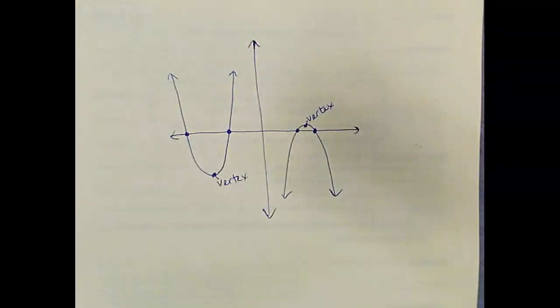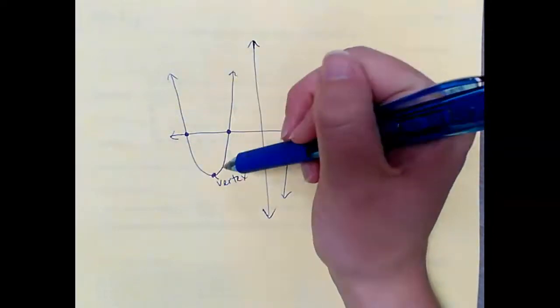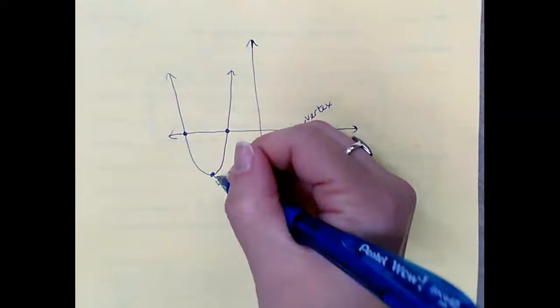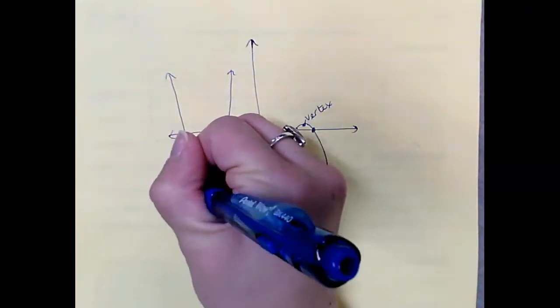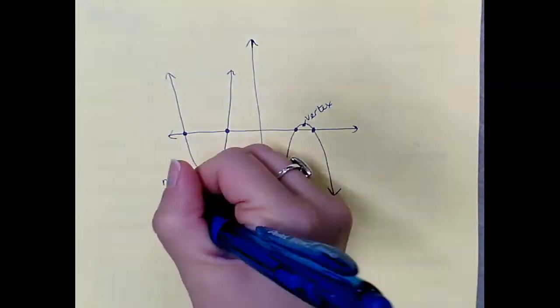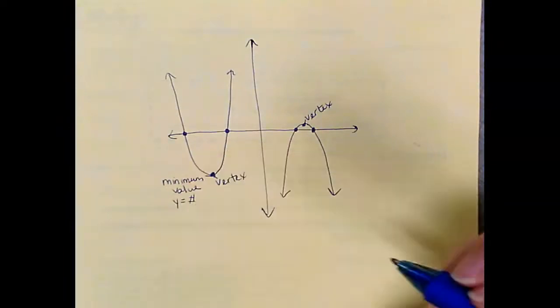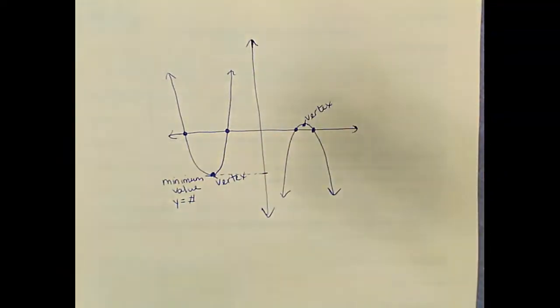Now the vertex can be either indicating that the graph has a maximum value or a minimum value. So you want to see where the vertex is with respect to the rest of that graph. So the vertex is down here, the rest of the graph is above it. So that means that this vertex shows you that the graph has a minimum value. And this minimum value would be written as y equals and then some number. So it's giving you the y value right here of the vertex.